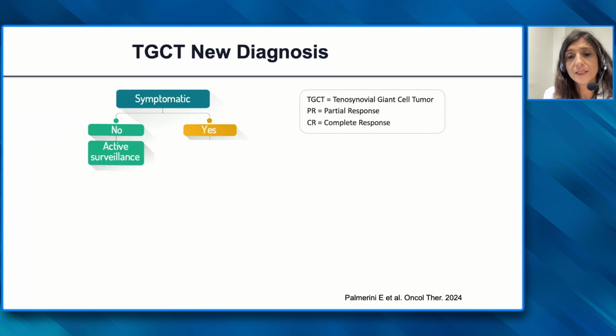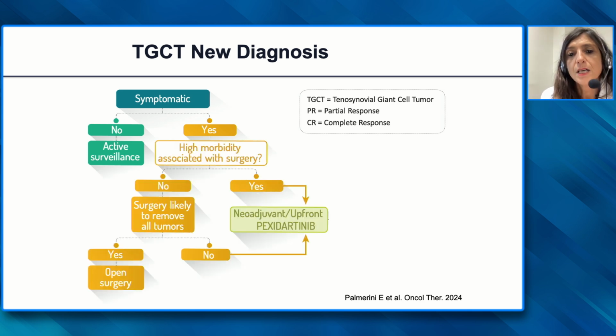And I tried to simplify the treatment pathway of this disease with this approach. Symptomatic disease should undergo treatment, while in the absence of symptoms, active surveillance is the best approach. When we should treat, we should consider the morbidity of the surgery. If the surgery is not associated with much morbidity, surgery should be considered. And in case the surgery is likely to remove all the tumor, open surgery should be used. While in cases with high morbidity related to surgery, or surgery unlikely to remove all the tumor, neoadjuvant upfront pexidartinib or other CSF1 inhibitors recently studied should be considered.